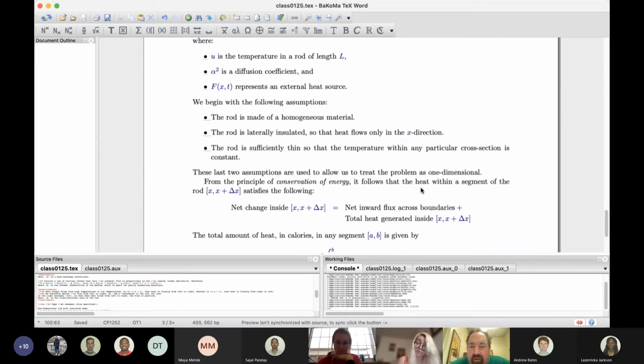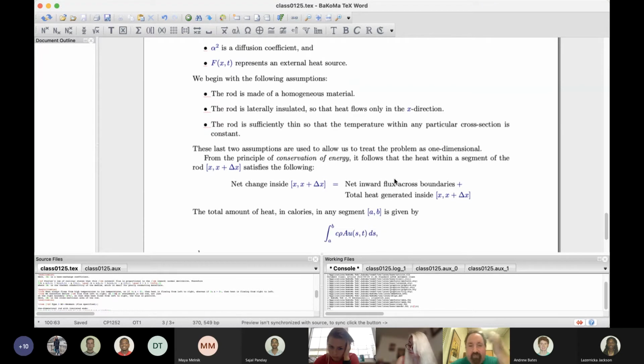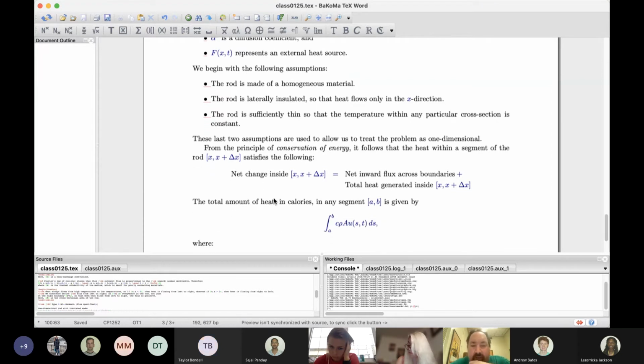So the heat energy within the segment satisfies this principle: the net change in that segment is going to be accounted for by two things. The net flux across the boundaries, entering in from the left and also from the right, and also any heat that's generated inside the segment. Only those two things can account for the net change within that segment.